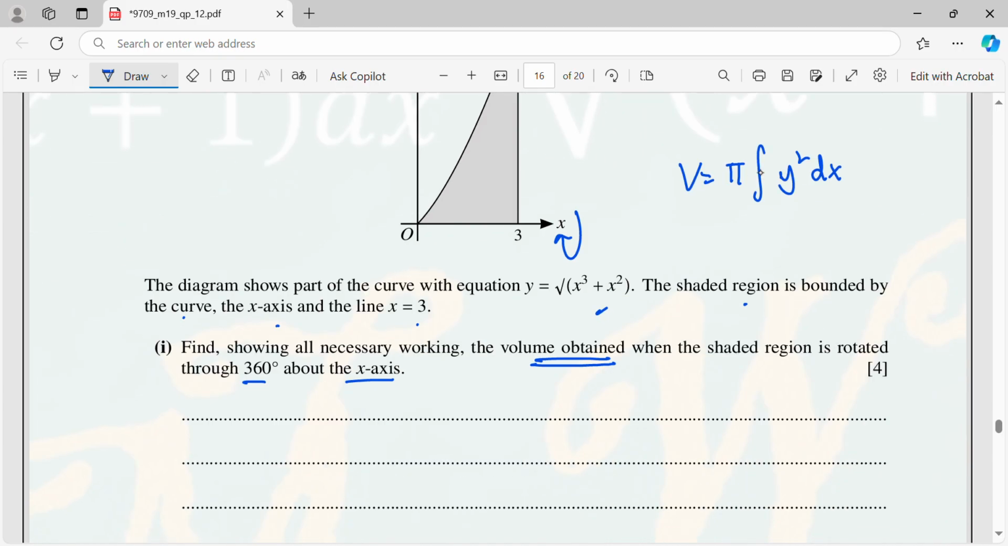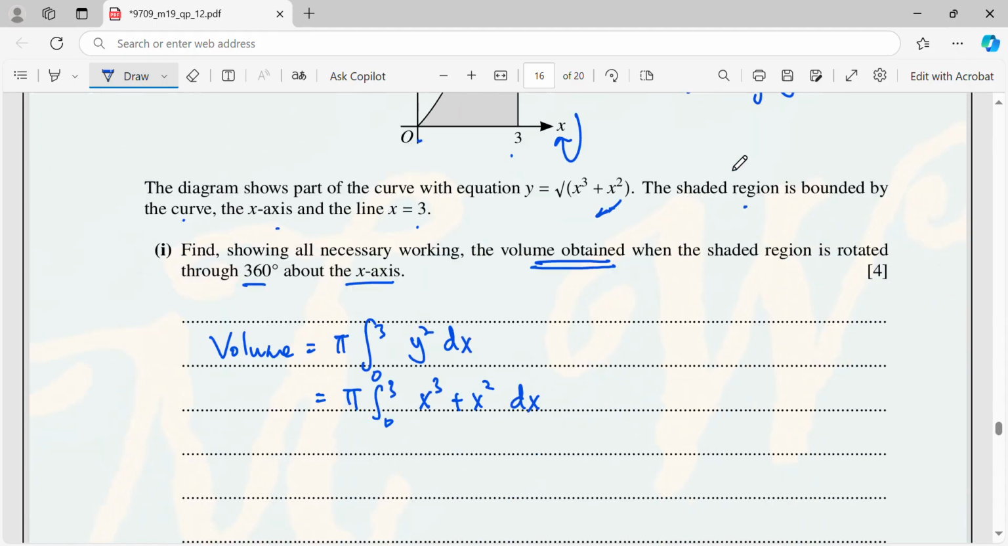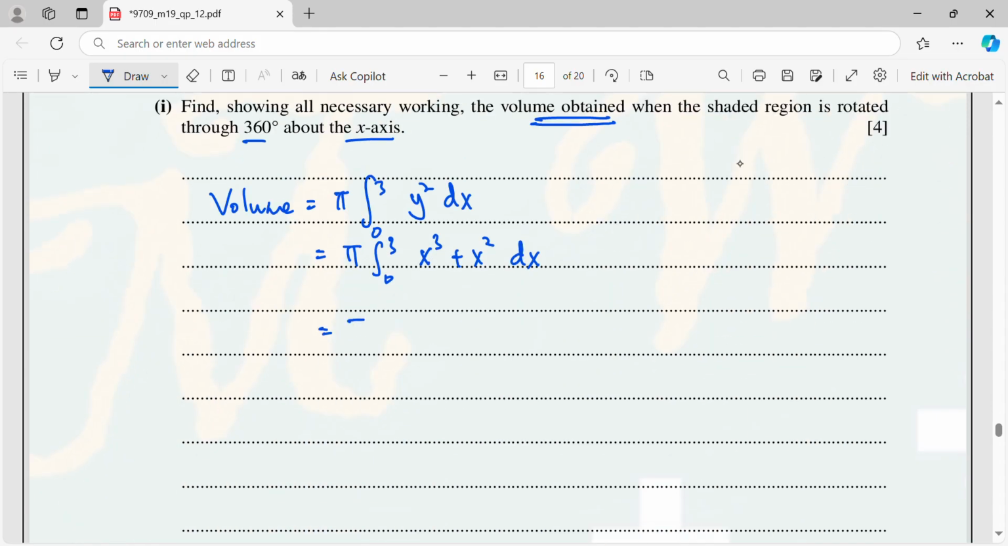So now I will write volume equals pi integrate from 0 to 3 of y squared dx. So I square this, y becomes no more square root. So that is pi integrate from 0 to 3 of x cubed plus x squared dx. And now here you will get pi integrate x cubed, that is x to the power 4 over 4. Then the x squared becomes x to the power 3 over 3. Limits from 0 to 3.